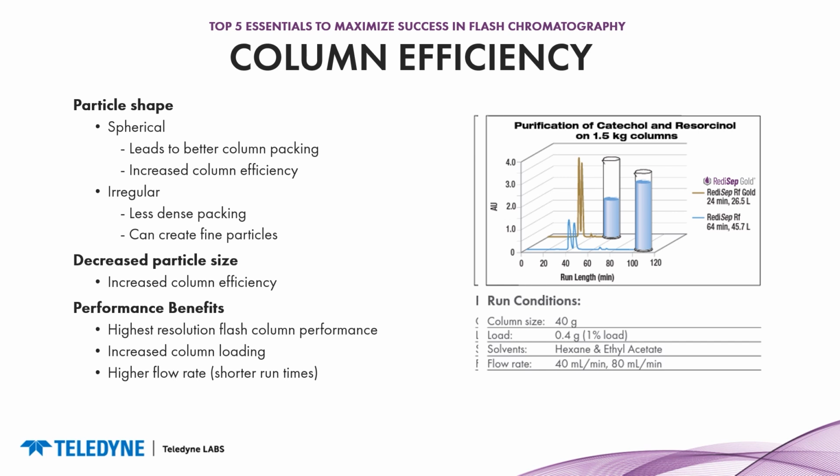Another thing that you can think about when using higher efficient columns is you're able to increase the amount of sample you load onto those columns. Since it has more surface area, you're able to load more sample onto the column, so you're able to limit the amount of runs you have to do, again saving you money and saving you time.